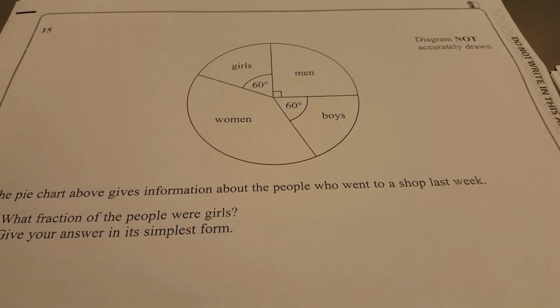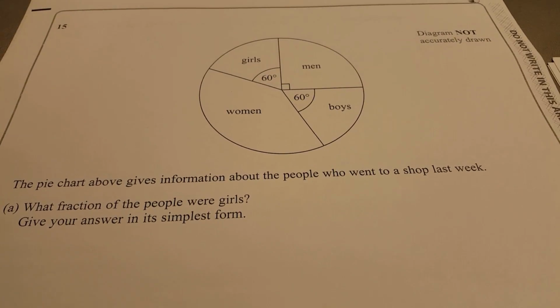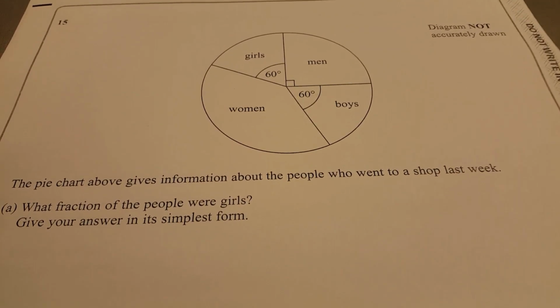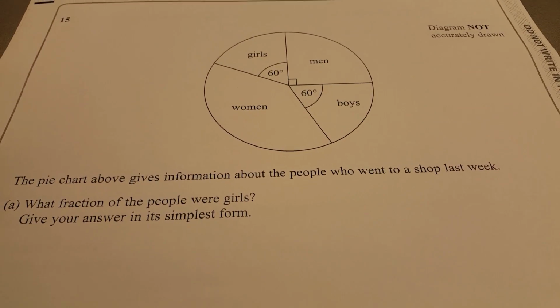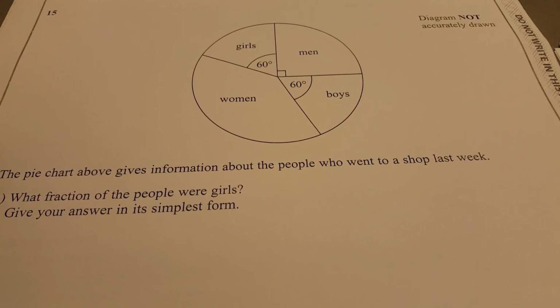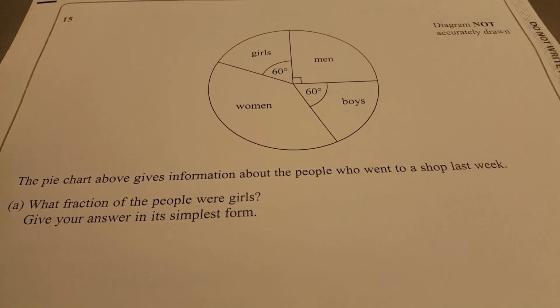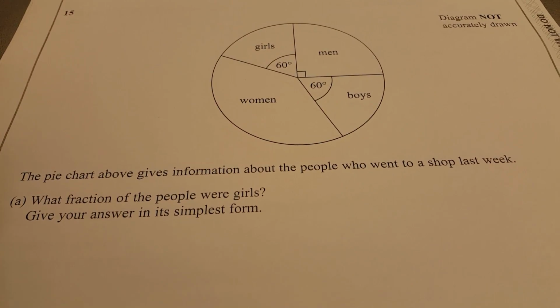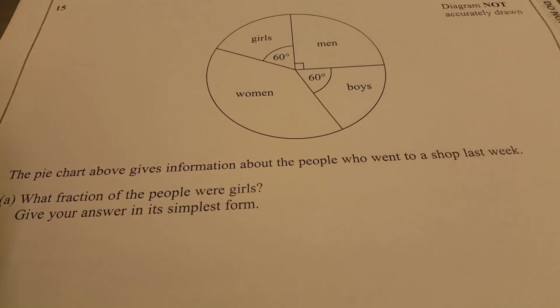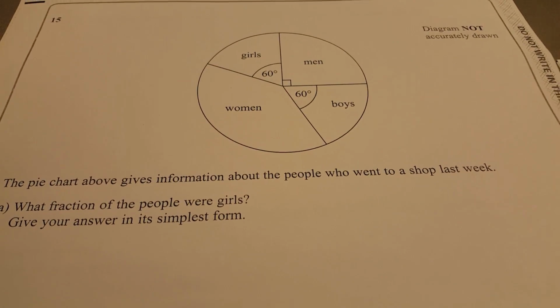Okay, so this is a pie chart question, and let's see what we're asked to do. It says here the pie chart gives information about the people who went to a shop last week. Question A, what fraction of the people were girls? Give your answer in the simplest form.